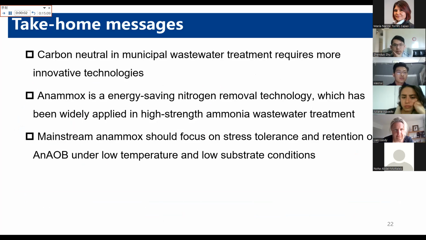And in conclusion, we found that carbon neutrality in municipal wastewater treatment requires more innovative technologies, and Anammox is an energy-saving nitrogen removal technology, which is widely applied in high-strength ammonium wastewater treatment, but it should also be focused on in mainstream treatment, with a focus on the stress tolerance and retention of Anammox under mainstream conditions. Thank you.